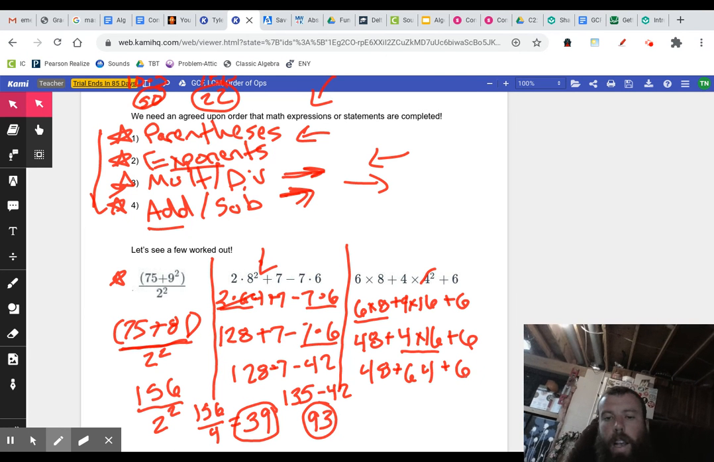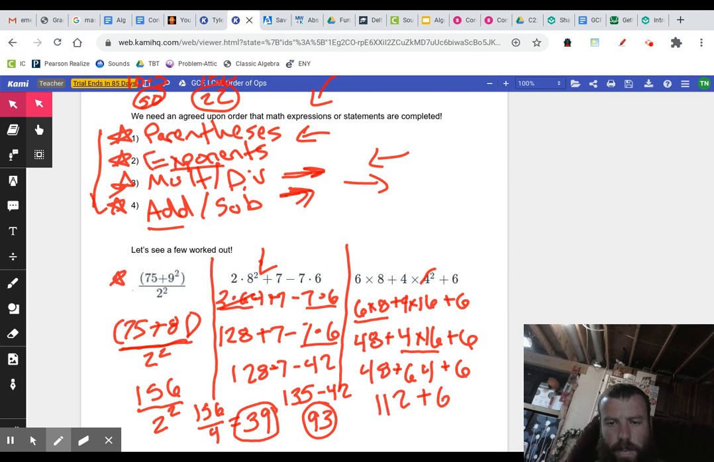So let's go ahead and add this 48 plus 64, which would be, that 48 is really close to 50. Think about 50 plus 60, 110, right? Add the 4, 114, take off 2, 112. And then an addition of 6 at the end there. 112 plus 6 is 118, right? Boom.